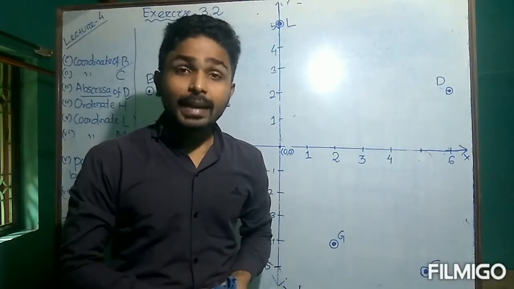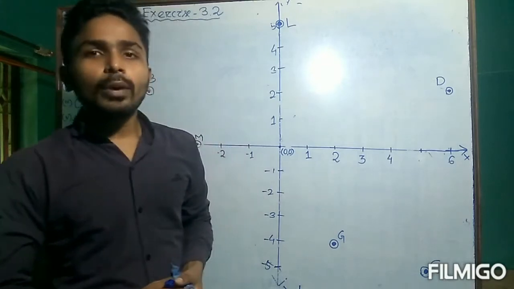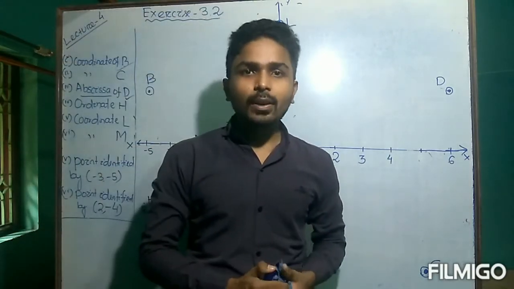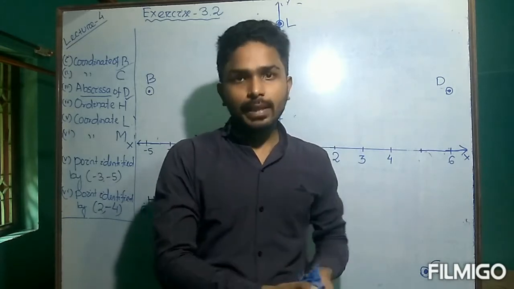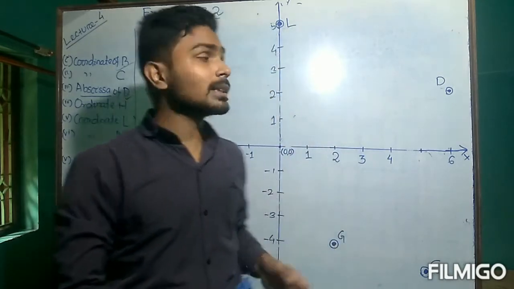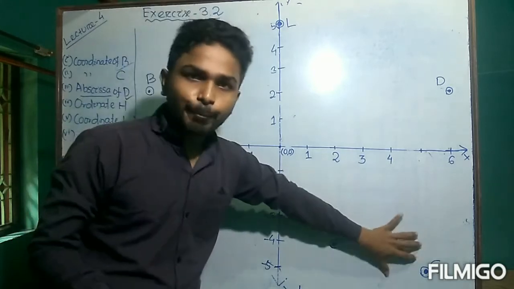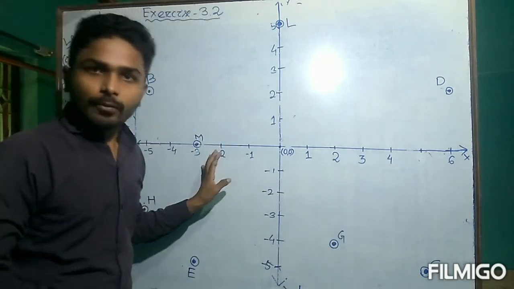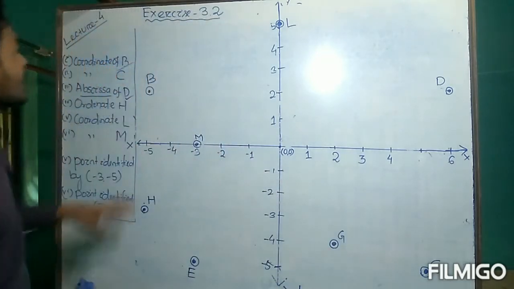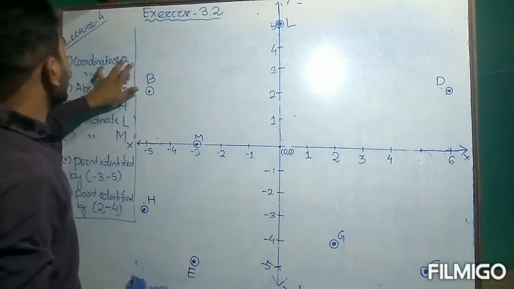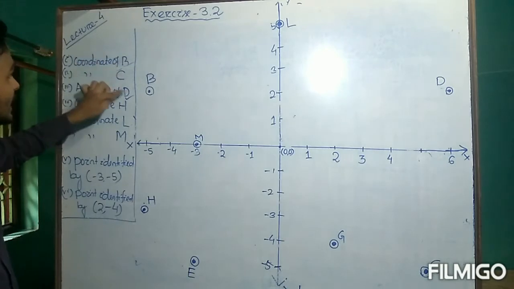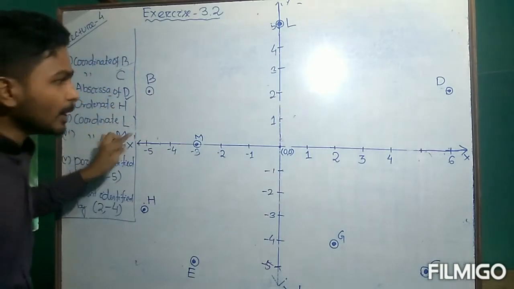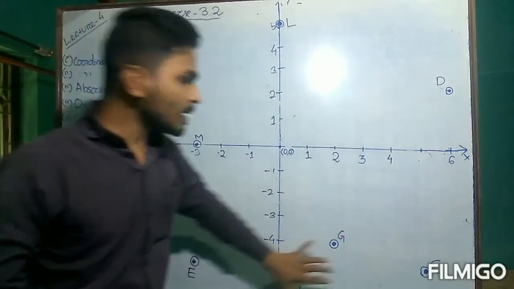And now we will do some problems from exercise 3.2, where we have to find the coordinates of a given point, to find its ordinate as well as the abscissa of a given point, which is represented on a Cartesian coordinate plane. So let's start with the first question. Here in exercise 3.2, you have to find the coordinates of the points B, C, D, H, L and M, which are represented on this plane.